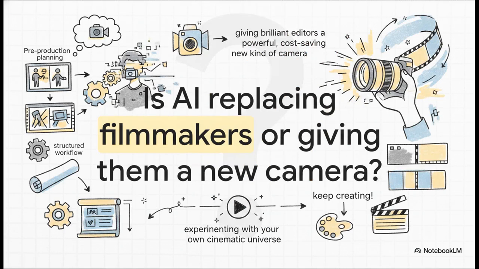Which brings us to a really big question. When you see how much intense pre-production planning, direct human performance, and heavy post-production editing goes into this, you have to ask, is AI actually replacing filmmakers, or is it just giving brilliant editors a powerful, cost-saving new kind of camera?